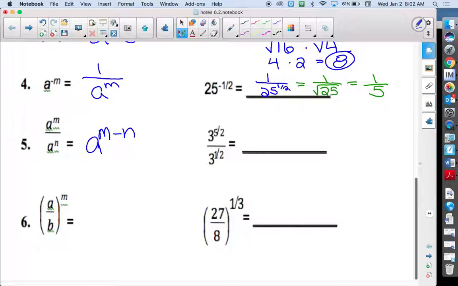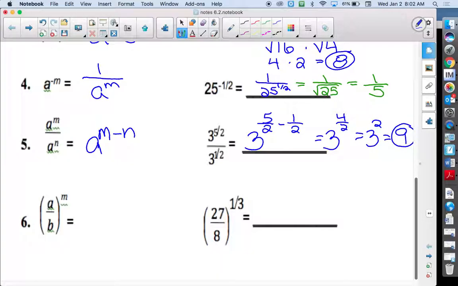So we have 3 to the 5 halves divided by 3 to the 1 half. So we're really taking 5 halves minus 1 half. What is 5 halves minus 1 half? Yeah, because that gives us 4 halves, which is really 2, and 3 squared is 9. So exponents, when you're dividing, you're really subtracting those powers. Again, because the fraction has the same denominator, we can subtract them.